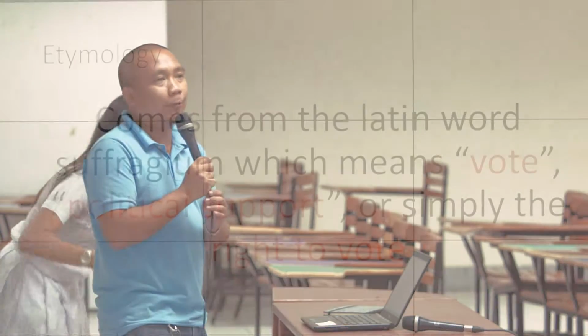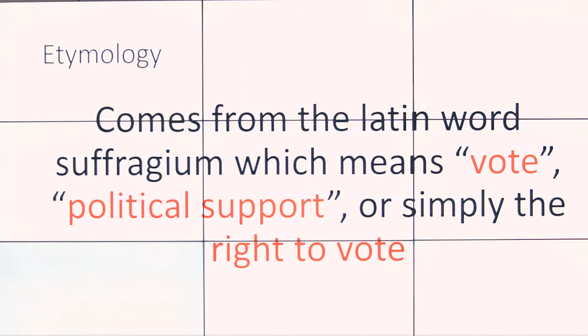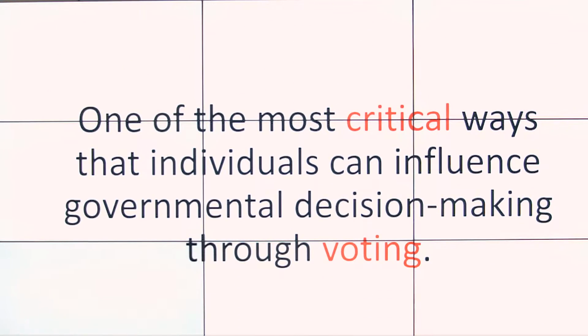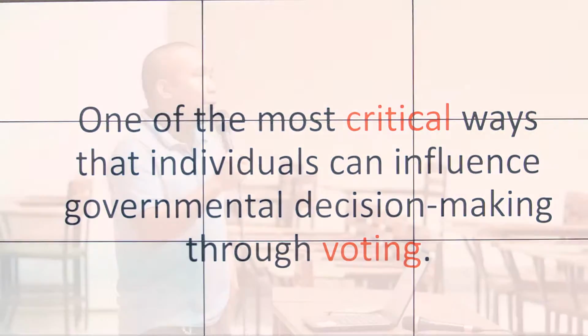Now, the question is, why do we have the right to vote? So, it's actually a human right. Okay? And why is it a human right? Because it's the most critical way of people in trying to influence government decision. Why is it that important?